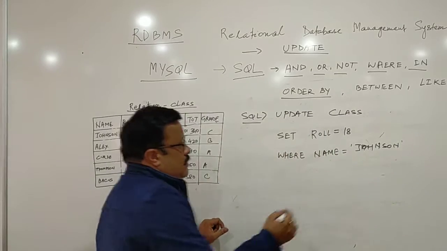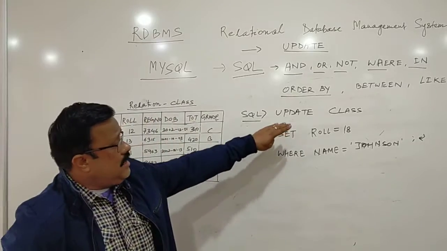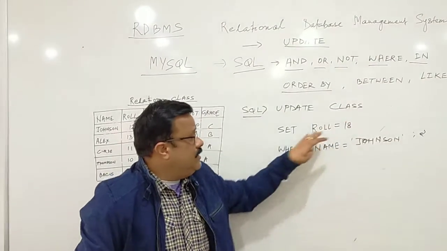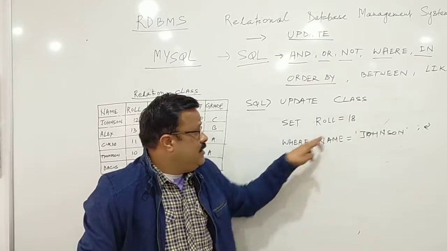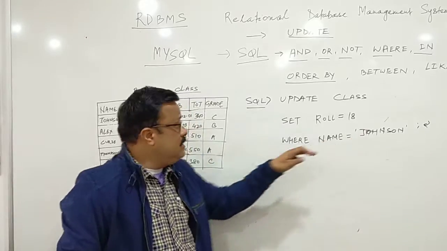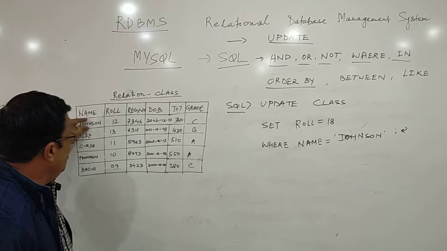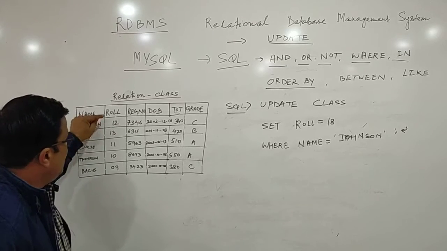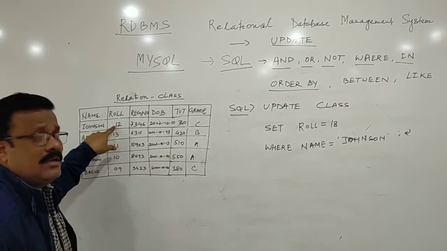Then semicolon. Enter. So the syntax is update, then the table name, whatever the table is, then set, then the column name, then the new value, whatever value you want to set. Then where, you have to use a where clause here. Name is equal to Johnson. Johnson is a string here, and name is a column. So in the Johnson row, the roll number column will now be 18 in place of 12.